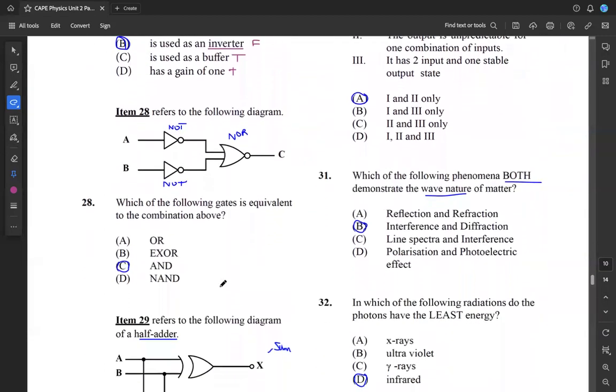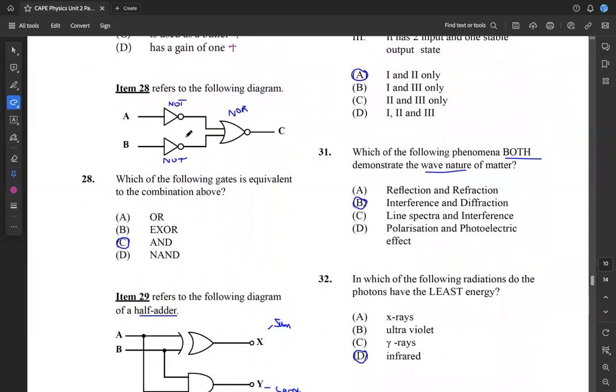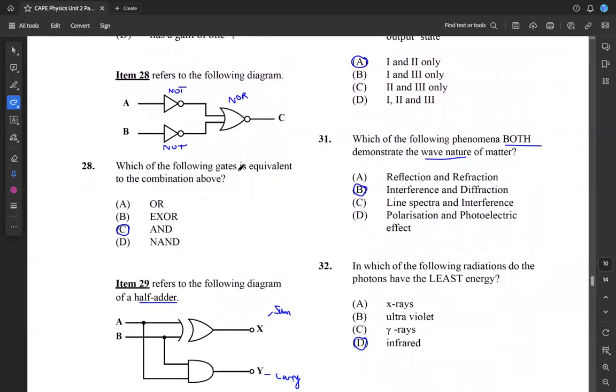So 28 is another logic gate question. What I typically tend to do for my logic gate questions is write what each unit represents beside it so I know what's going to happen. So this is a NOT gate, this is a NOT gate, and this is a NOR gate. The question is asking which of the following gates is equivalent to the combination above. If I put these three components together like this, will I get an OR gate? Is that the same as an XOR gate? Is it the same as an AND gate or a NAND gate? Which one is this equivalent to?